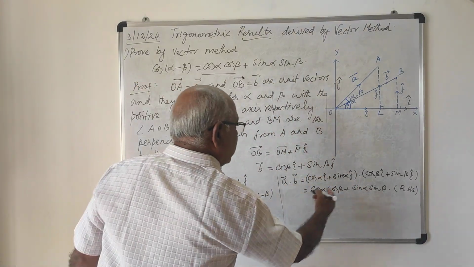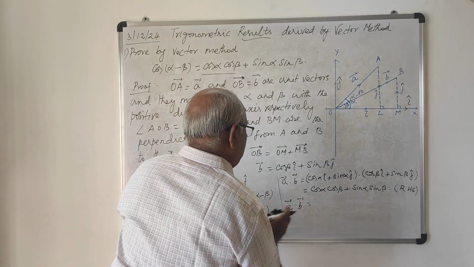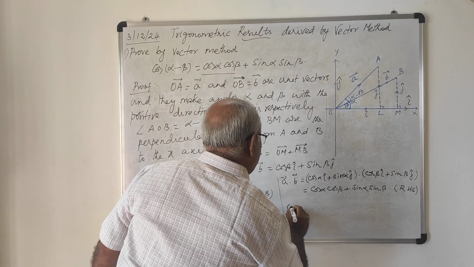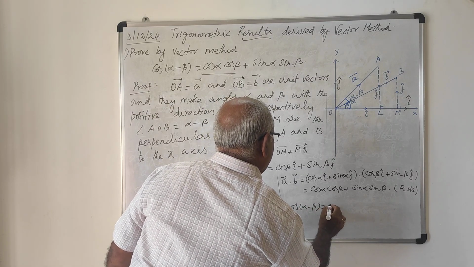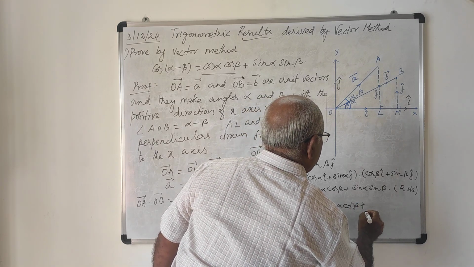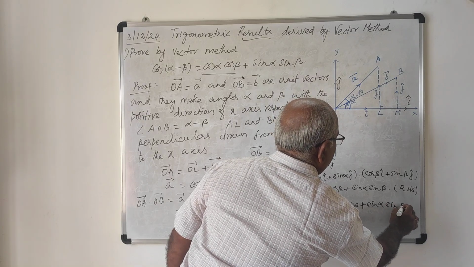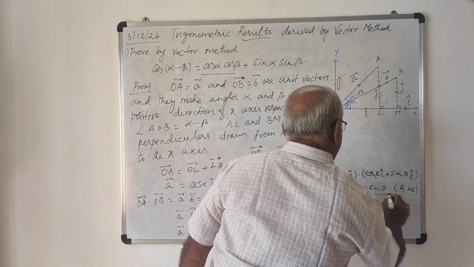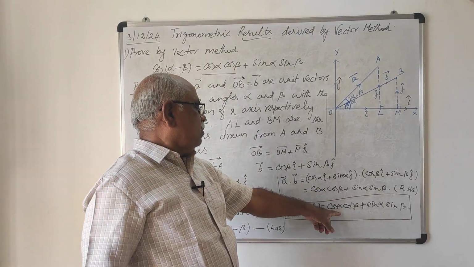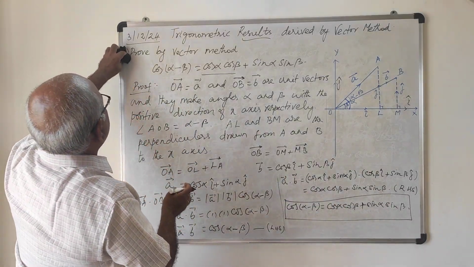So considering the left hand and right hand side, they are equal. Therefore the left hand side, cos of alpha minus beta, equals cos alpha cos beta plus sin alpha sin beta. That's our required result. Using this diagram we have derived the second trigonometric result.